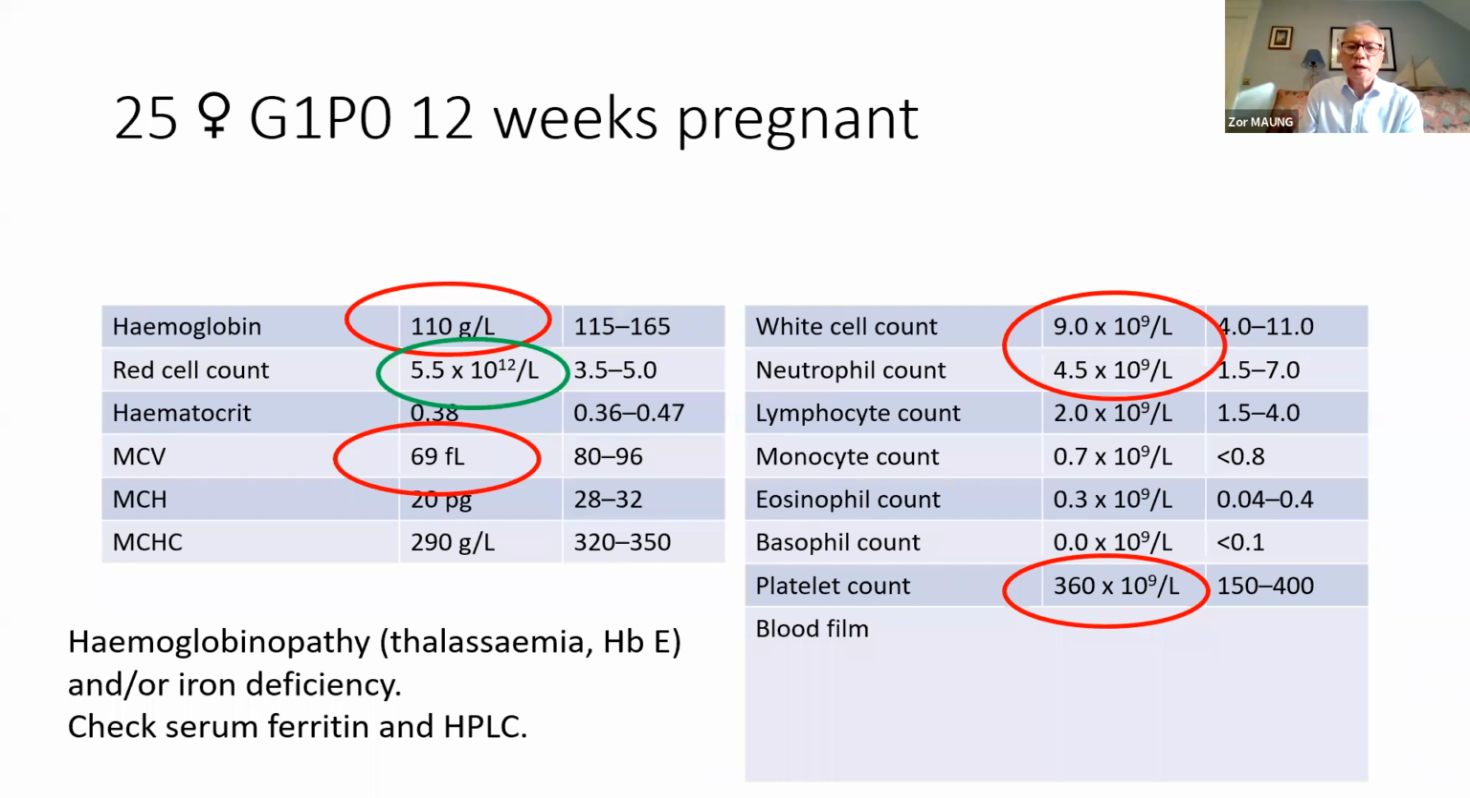We call it high performance liquid chromatography, HPLC, or you can do hemoglobin electrophoresis, whichever is possible. I think you should do both because in pregnancy we can't wait for the results, we can't wait for the investigations to be done later. So check both ferritin and HPLC, hemoglobin electrophoresis.